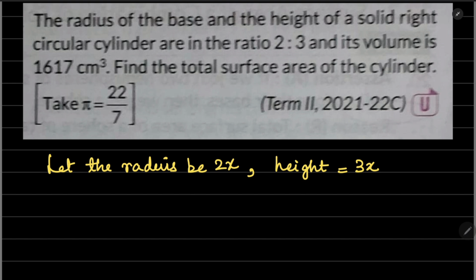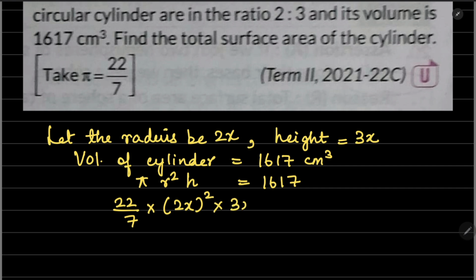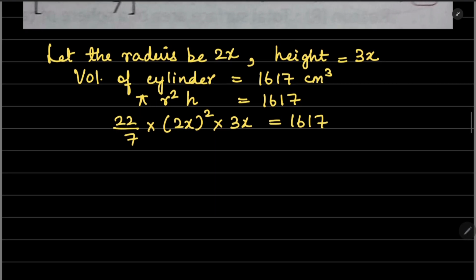Okay, now what is the volume of the cylinder? The volume of the cylinder is given as 1617 centimeter cube. What is the volume of the cylinder? Pi r square h is equal to 1617. Let's substitute it. Pi is nothing but 22 by 7, into r, (2x) the whole square, multiplied by 3x is equal to 1617. Let us calculate x here.